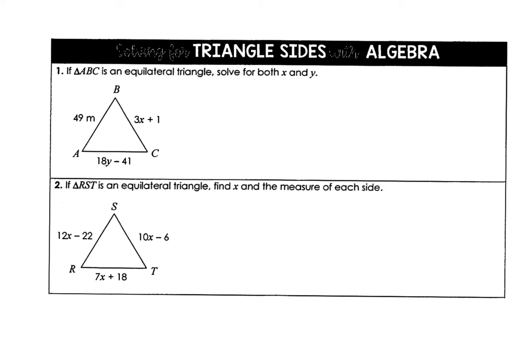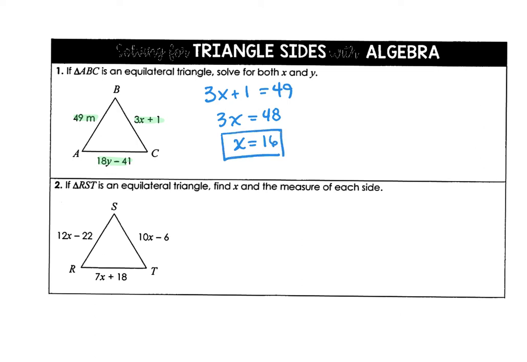And so if it's equilateral, then you automatically know what about the sides? They're all the same. And so they've given me 49 meters here. And then they've given me 3x plus 1, 18y minus 41. And so if I want to solve, I am going to set them equal to each other. So I will say 3x plus 1 equals 49. Subtract my 1 over. Divide by my 3. So I solved for x.